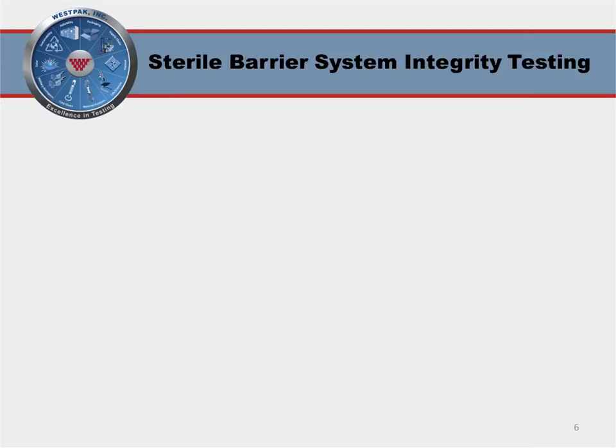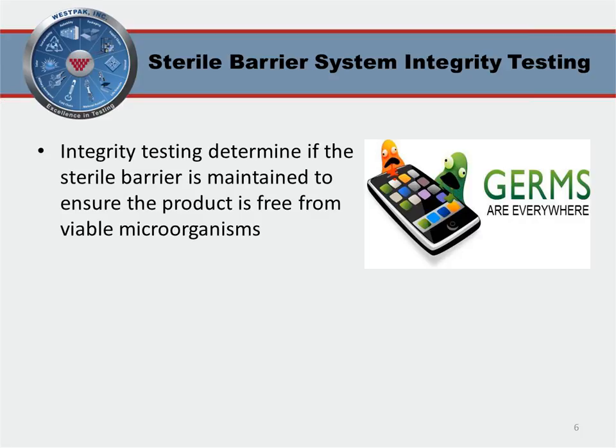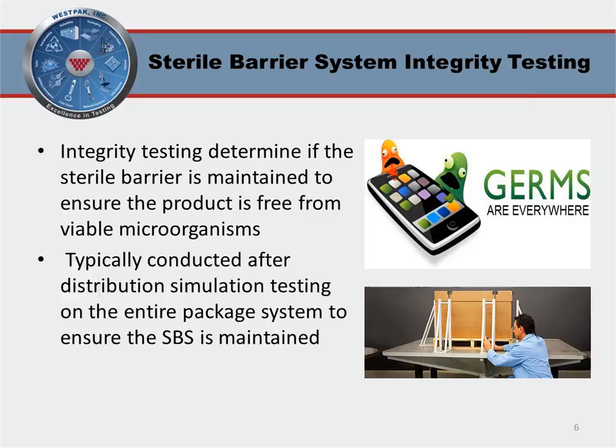So, SBS integrity tests. These are to determine if the sterile barrier is maintained to ensure that the product is free from viable microorganisms. It's pretty straightforward, and these tests are actually pretty simple, as you will see. The integrity tests are typically conducted after the distribution simulation, or a transit test, or a package performance test, whatever you want to call it. So it's after the sequence of drops, vibration, low pressure, concentrated impact, and whatnot to simulate the shipping and distribution environment. These are the ASTM D4169, D7386, the ISTA standards like 2A, 3A, or your company specification or protocol. We conduct the SBS test after these package performance tests to ensure that the SBS is still intact.